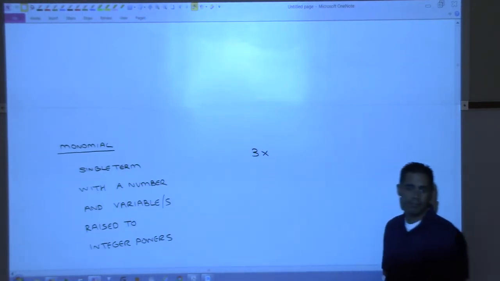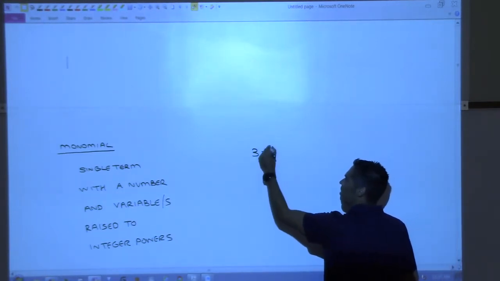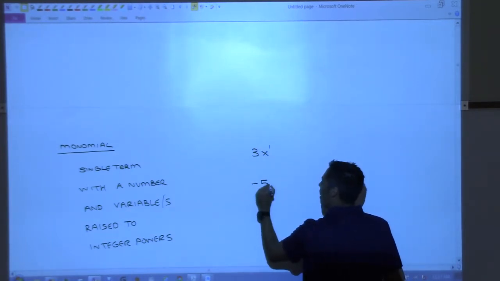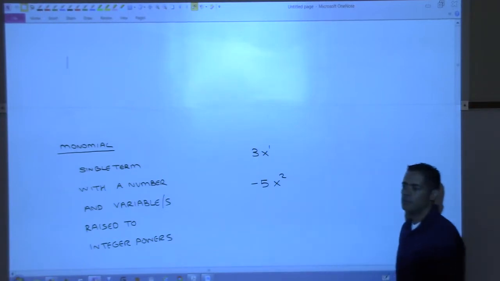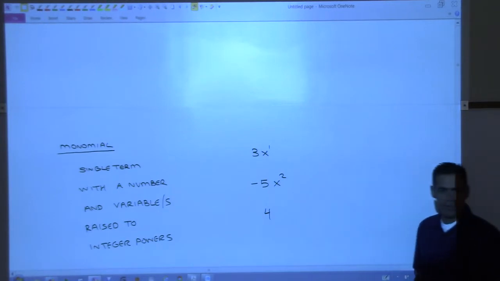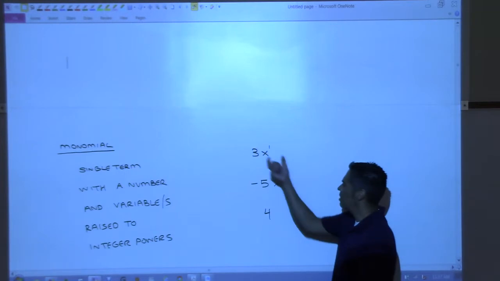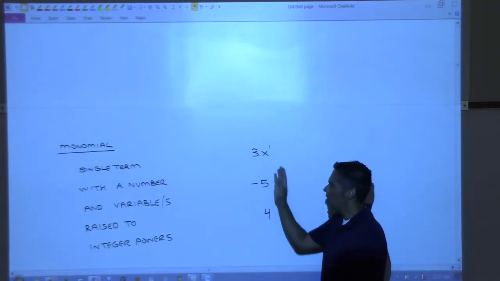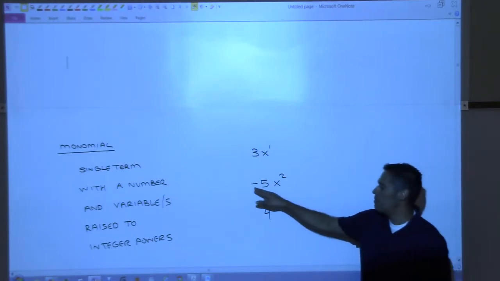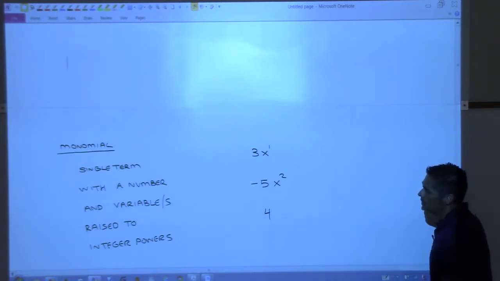3x. That's a monomial, all right? It's a number with some variable there, and that variable is raised, in this case, to the first power. That's an example of a monomial. If I did negative 5x squared, that's a monomial. If I did the number 4 by itself, that is a monomial. Mono meaning single expression here. Notice that you do not see any pluses or minuses here, right? There's no addition or subtraction. Well, there's a minus here, but there's not like two things being added or subtracted. So we have monomials.